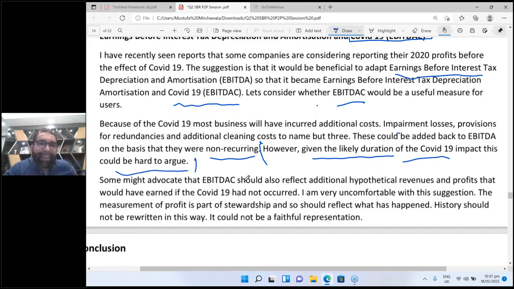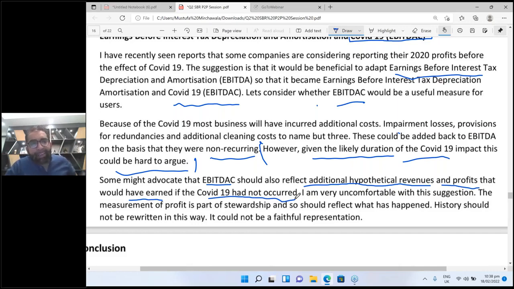Listen, now COVID-19 is three years old. Just think. Do you think it's a one-off event? So this is also a question. Now the last few words. Some might advocate that EBITDA should also reflect additional hypothetical revenues and profits that would have been earned, only those who understand English can understand, if COVID-19 had not occurred.